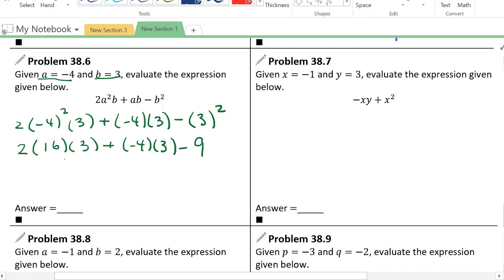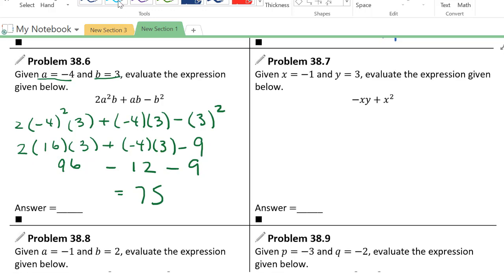Now I'm going to do all the multiplication. So let's take 16, that's like 16 times 2 times 3, that's going to be 96. So this gives me 96 over here. And this is going to give me a -12, right? -4 times 3 is -12, then minus 9. And then put that in the calculator. So that's going to give us 75. Okay, but again, you could have technically just put this into the calculator straight in, and that would have given you 75. Right? Let's look at the next one.